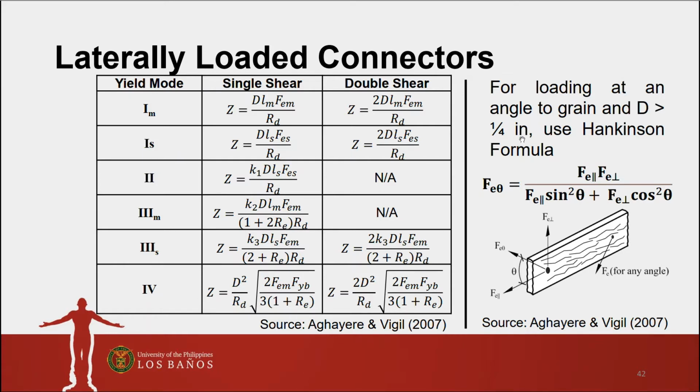Okay, so for loading at an angle to grain of D greater than 1/4 inches, use the Hankinson formula. So F sub e theta is equal to F sub e parallel multiplied by F sub e perpendicular over F sub e parallel sine squared theta plus F sub e perpendicular multiplied by cosine squared theta. Okay, so the values of the variables are here.